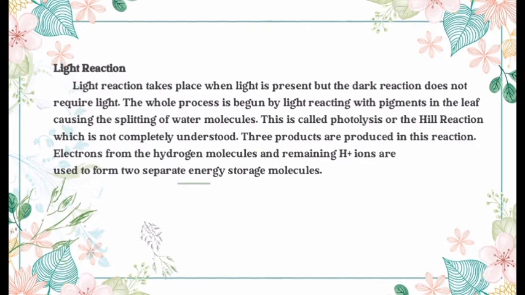Photosynthesis is divided into two separate reactions known as the light and dark reactions. So first off, we have the light reaction. The light reaction takes place when light is present, but the dark reaction does not require light. The whole process is begun by light reacting with pigments in the leaf, causing the splitting of water molecules. This is called photolysis or the Hill reaction, which is not completely understood. This reaction produces three products.